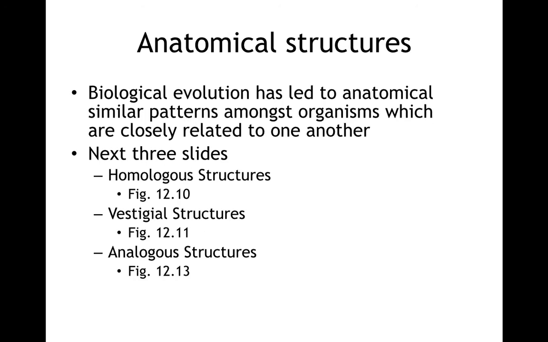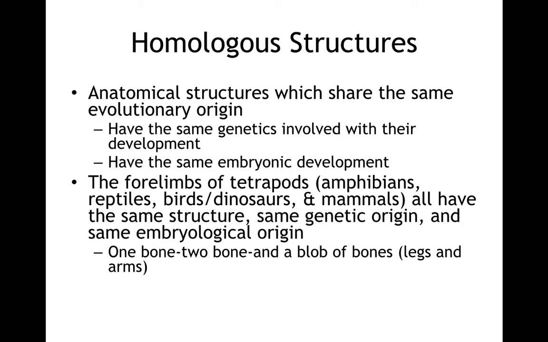Okay, so now we're going to talk about anatomical structures, and I just want to mention these three. We're going to go through these with three different slides. There are three terms here: homologous structures, vestigial structures, and analogous structures. And these deal with the anatomical patterns that organisms have that are similar, often are more closely related to one another. So homologous structures are anatomical structures which share the same evolutionary origin. They have the same genetics involved with their development, meaning they have the same genes, and they have the same embryonic development. A good example of homologous structures are the forelimbs of tetrapods.